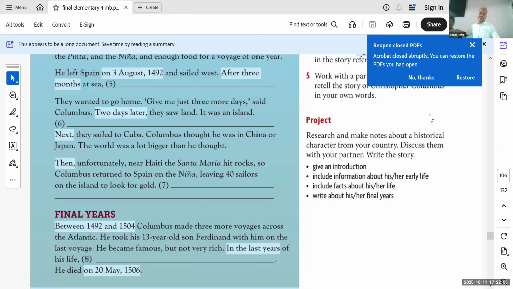Yeah. On the 20th of May, 1506, what happened? He died. He left this world. Okay, good. So what will you guys do at home? You will research and write. Yes, exactly. That's what you will do.